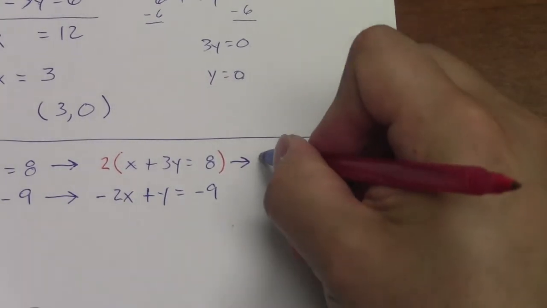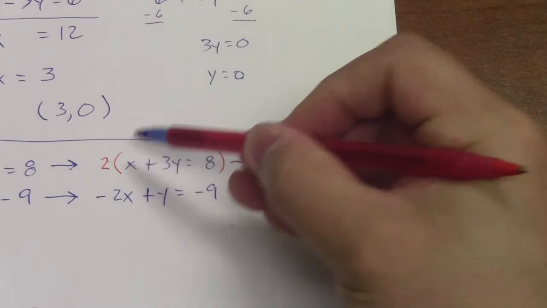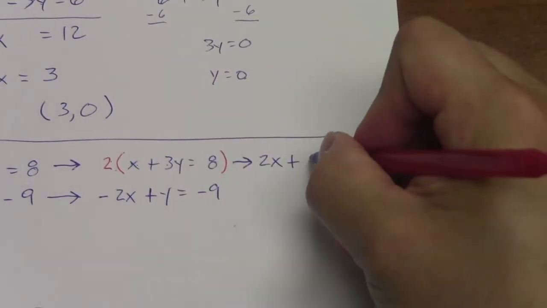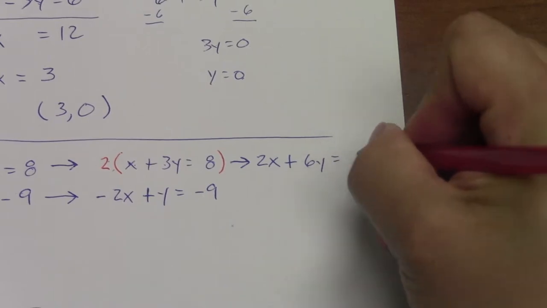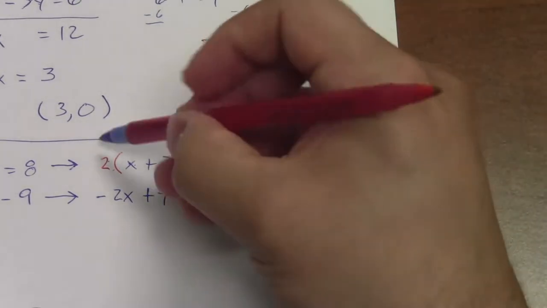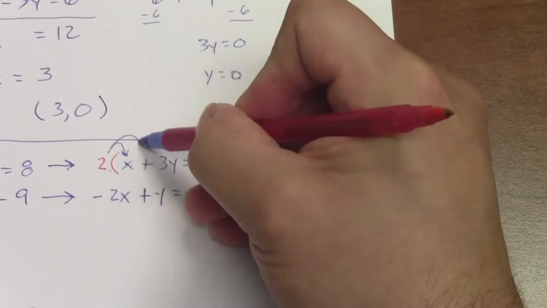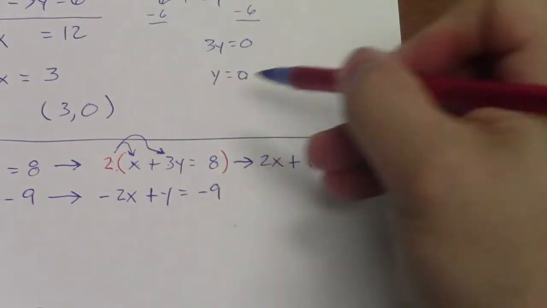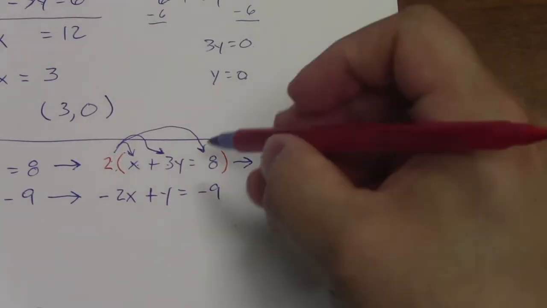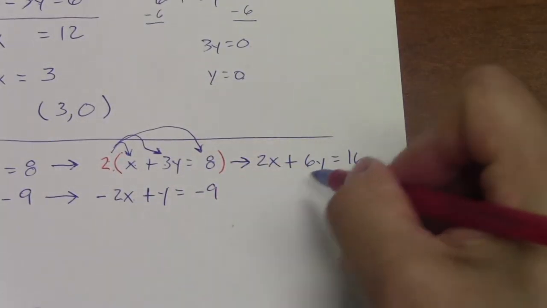All right, so 2x, 2 times x, plus 2 times 3y, equals 16. All I did was 2 times x, 2 times 3y, and 2 times 8. That gives me the new equation. And then I'm going to take this guy right here and shove it underneath again. So, negative 2x plus y equals 16.